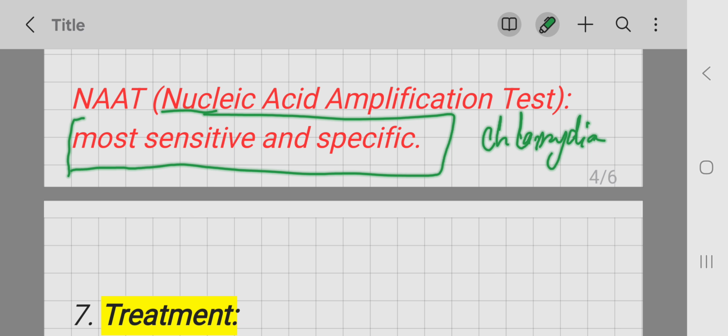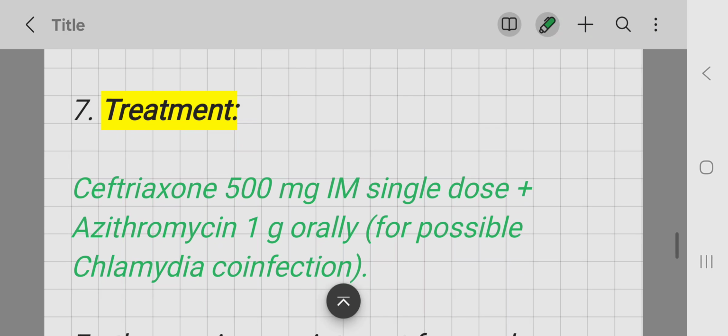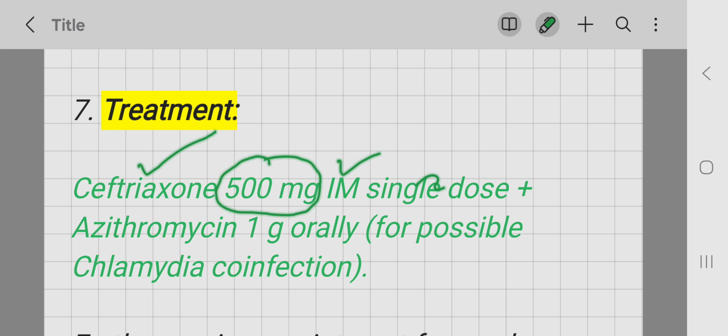How will you treat this condition? Previously, ciprofloxacin was used, but now we use ceftriaxone 500 mg intramuscularly as a single dose plus azithromycin 1 gram orally as a single dose. So ceftriaxone plus azithromycin are used.